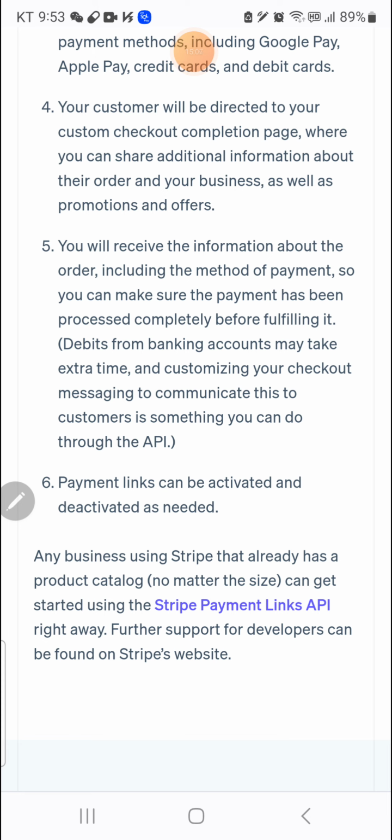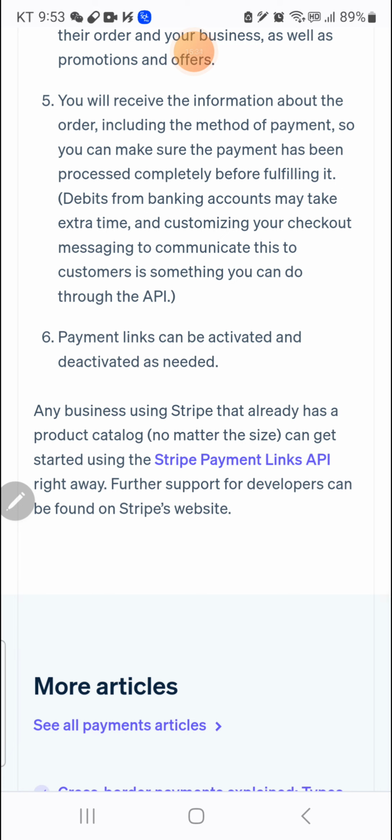5. You will receive the information about the order, including the method of payment, so you can make sure the payment has been processed completely before fulfilling it. Debits from banking accounts may take extra time, and customizing your checkout messaging to communicate this to customers is something you can do through the API. 6. Payment links can be activated and deactivated as needed.